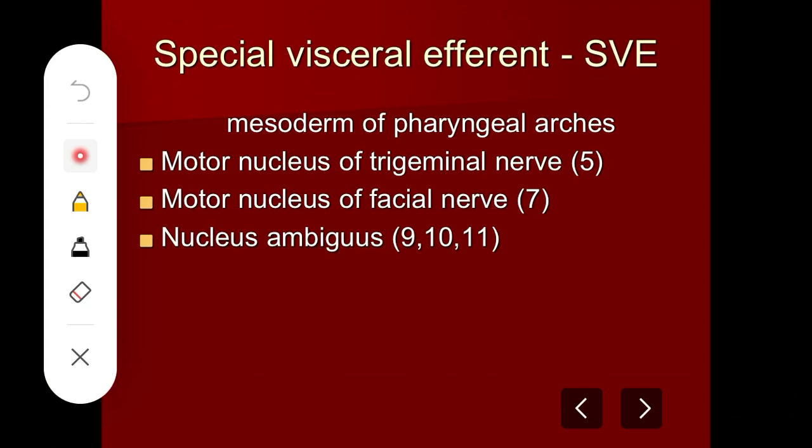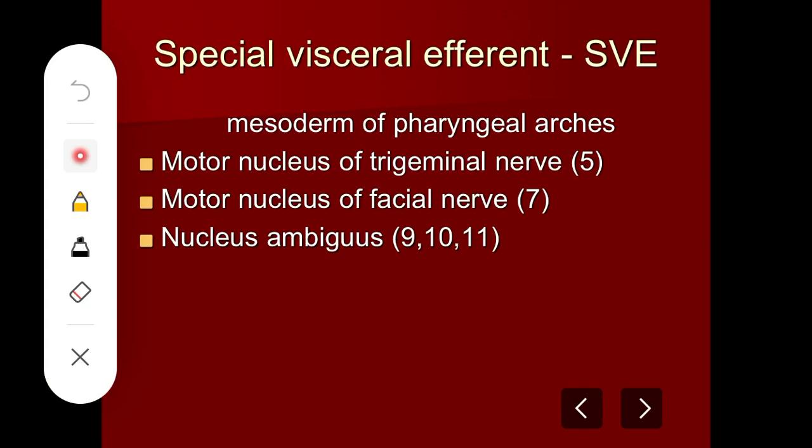Fine. The second arch nerve was the facial nerve, so the nucleus representing it will be the motor nucleus of the facial nerve. Then you have the third, fourth and sixth arch supplied by 9, 10, 11. These three together are represented as a common nucleus, and that is termed the nucleus ambiguus. Nucleus ambiguus is present in the medulla. So these are the three functional columns, or the three parts of SVE.